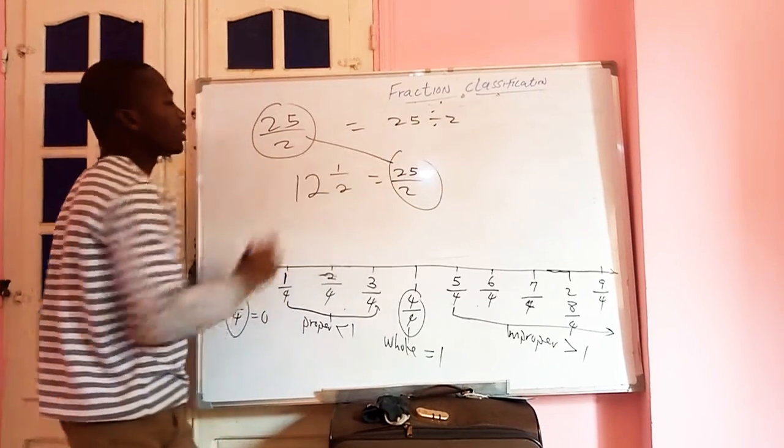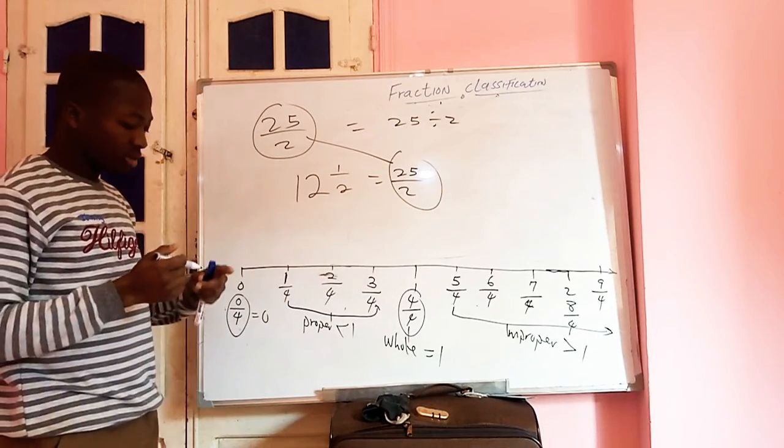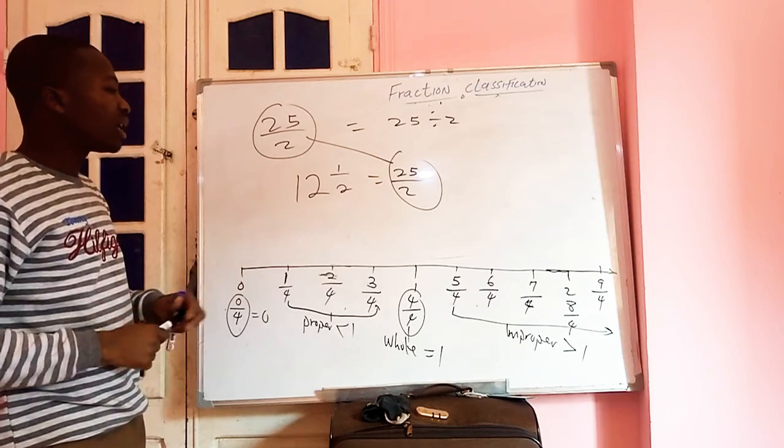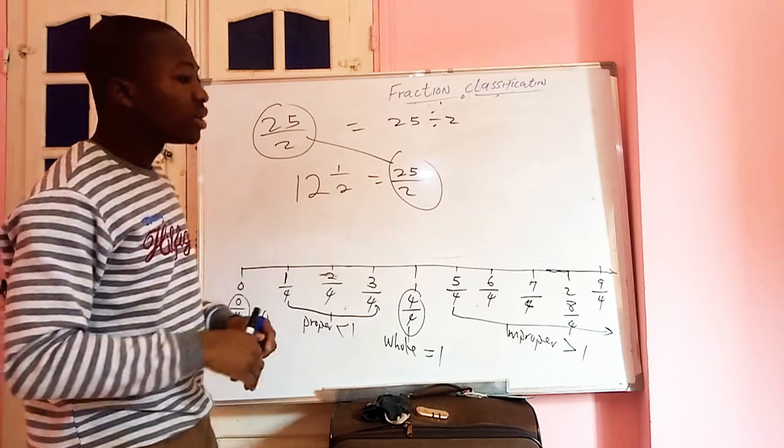We get the answer back, from the mixed number to the improper fraction. These are the classifications of fractions and how we can change an improper fraction to a mixed number.